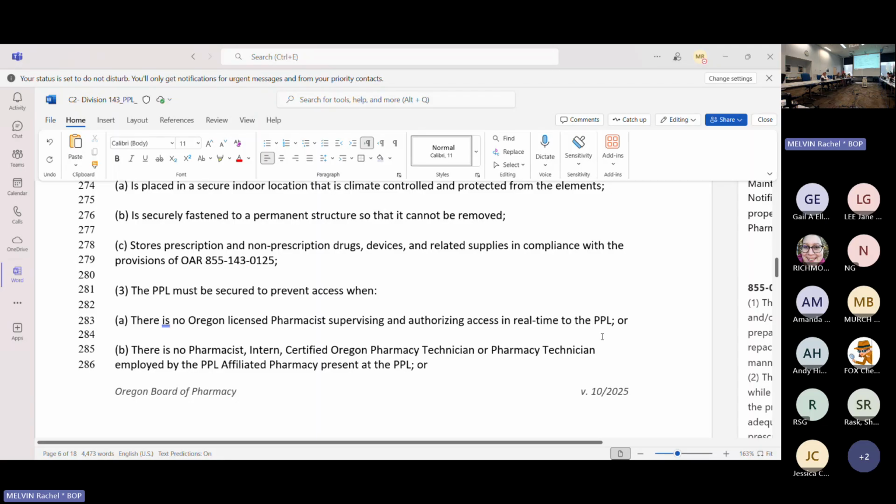My questions are: do we require real-time notification of breaches of security for the retail outlet? Do we require cameras at retail? Those requirements should be the same, I guess, is the path I'm headed down.